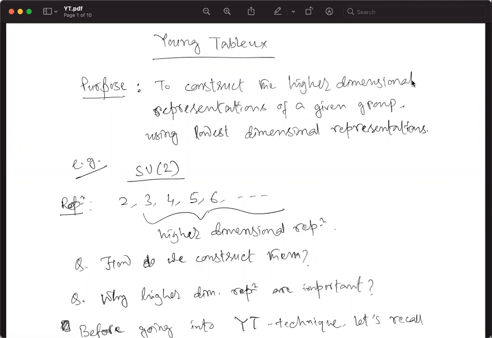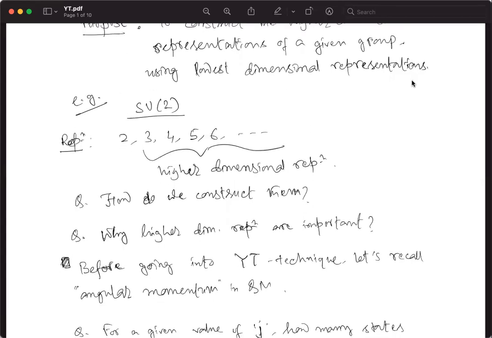Okay, so today we'll discuss the Young tableaux. The purpose of learning this Young tableaux technique is to construct the higher dimensional representations for a given group using the lowest dimensional representations. For example, consider SU(2), which is a special unitary group of rank 1. And as you know, this group also represents the angular momentum or the spins.